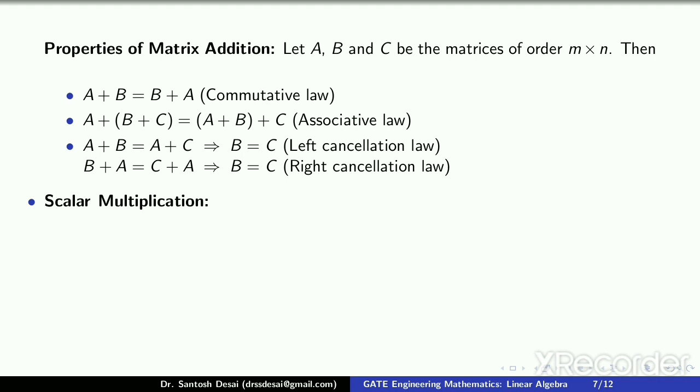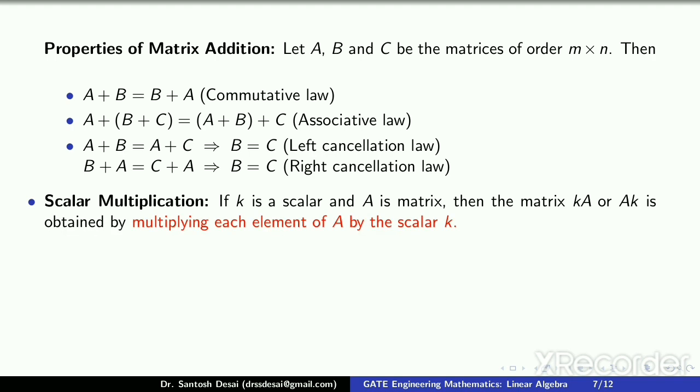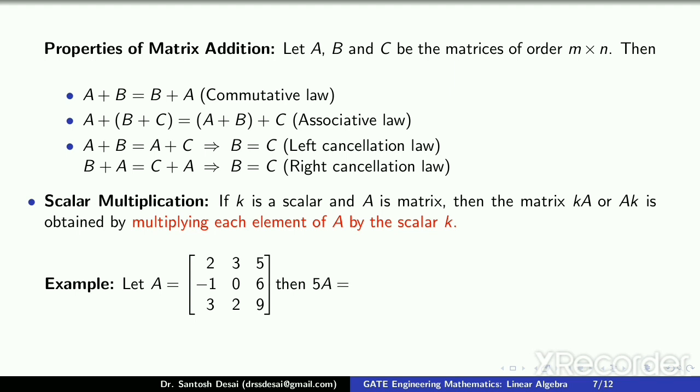Now we consider scalar multiplication. If K is a scalar and A is a matrix, then the matrix K into A or A into K is obtained by multiplying each element of A by the scalar K. Now for this, let us consider one example. Let A be a matrix of order 3 by 3. Then to obtain 5A, we have to multiply each element of A by 5.